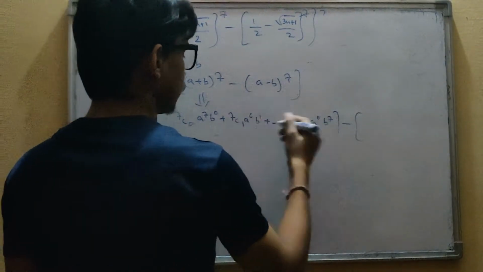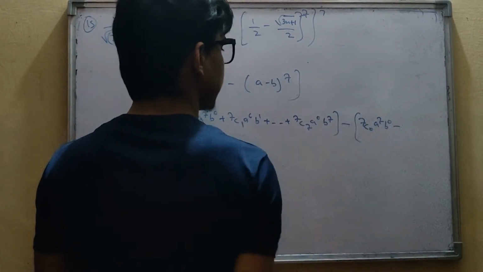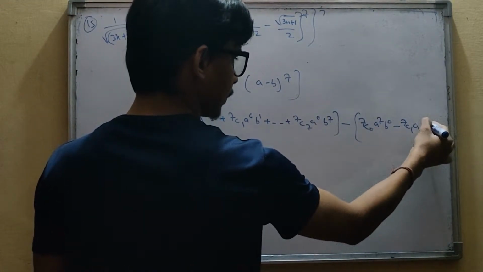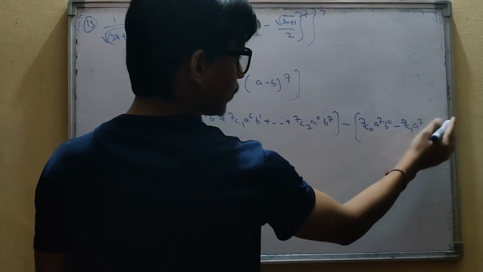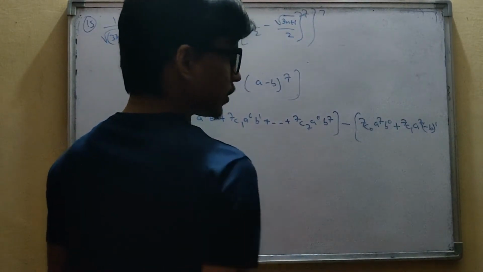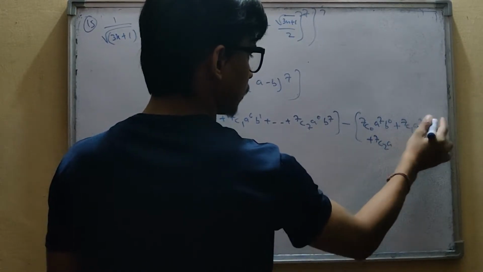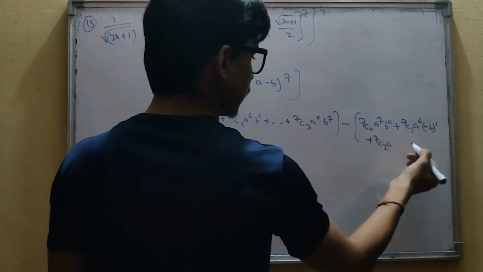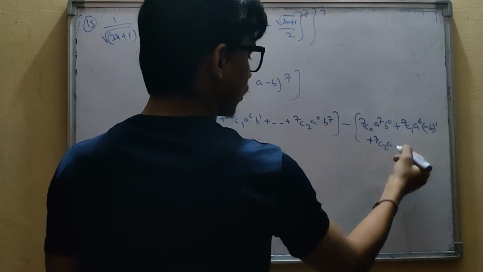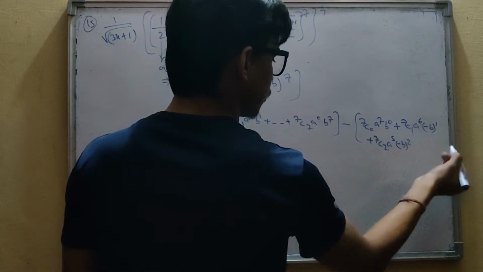Now see, the first term is going to be the same, 7c0 a to the power 7 and b to the power 0, but the second term is going to be negative. Why? Because it is going to be 7c1 a to the power 6 and minus b to the power 1. Here it will be minus b. Because of this minus, this term is going to be negative. And similarly, it is going to be 7c2 a to the power 5 and minus b to the power 2. So this is how it will go.